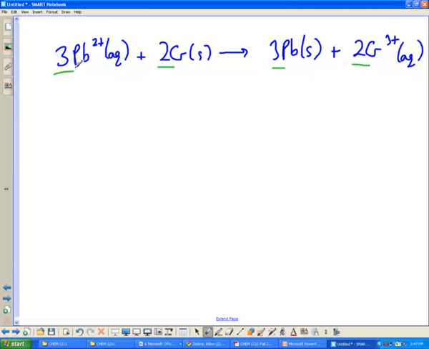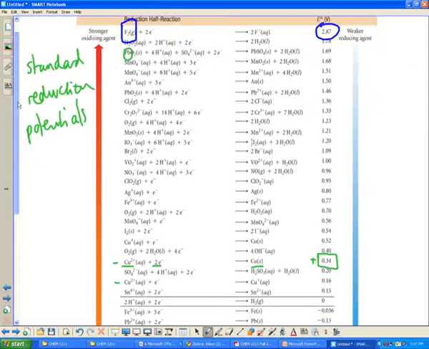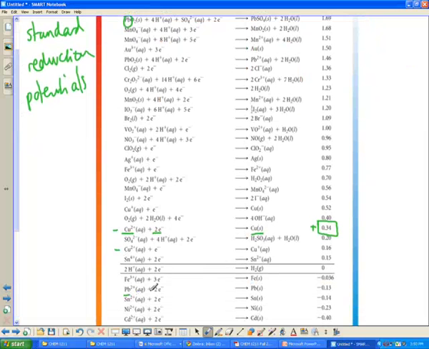What that means is, if we can say Pb2 plus plus 2 electrons goes to Pb solid, that has a reduction potential of, let's just find it. Notice there is lead here, but that's lead oxide. We're not worried about that. Pb2 plus plus 2 electrons goes to Pb solid. That's negative 0.13 volts. That's probably going to be the one that we switch.